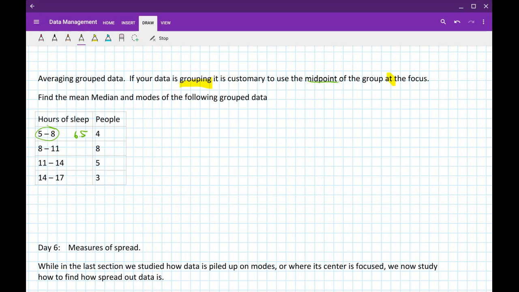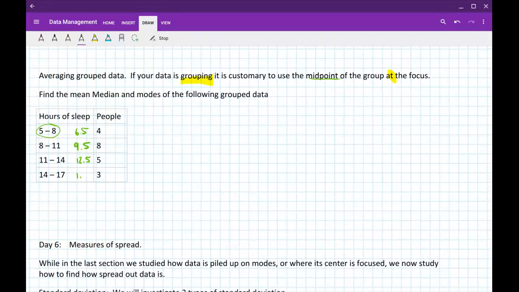Another way of doing it would be to take 8 plus 11 and divide that whole thing by 2, or 9.5. Okay, this one would be 11 plus 14 divided by 2, or 12.5. And this would be 14, 15, 16, 17, so 15.5. Okay, that's a 15.5.